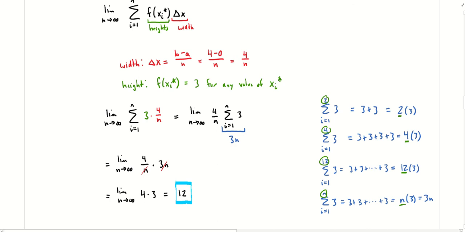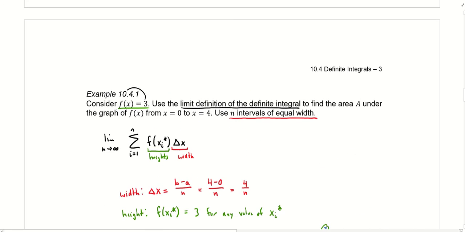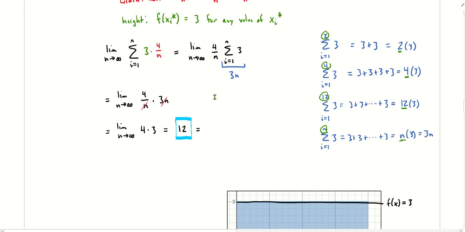And just to link this to what we're going to be doing later, this 12 is the definite integral of this function from 0 to 4. It is the exact area under the function from 0 to 4. So another way that I could express this is the integral from 0 to 4 of 3.